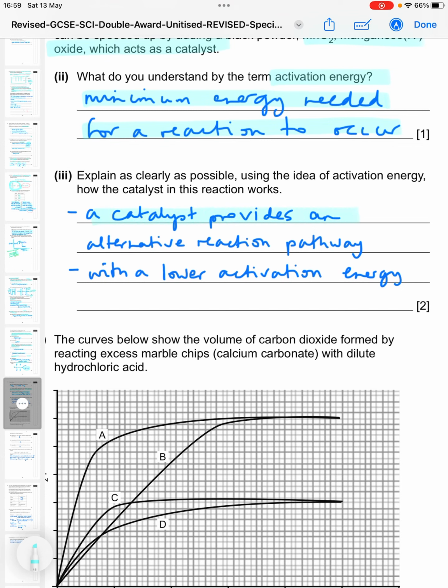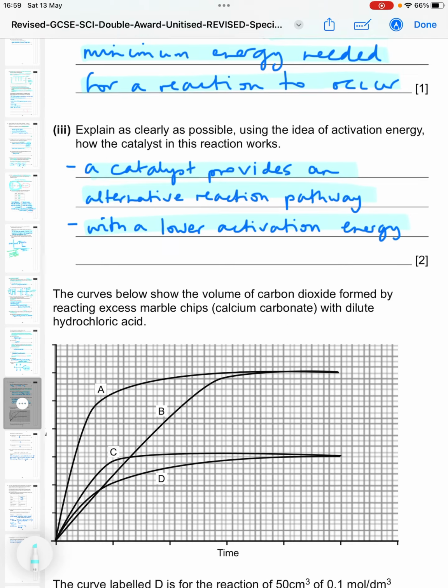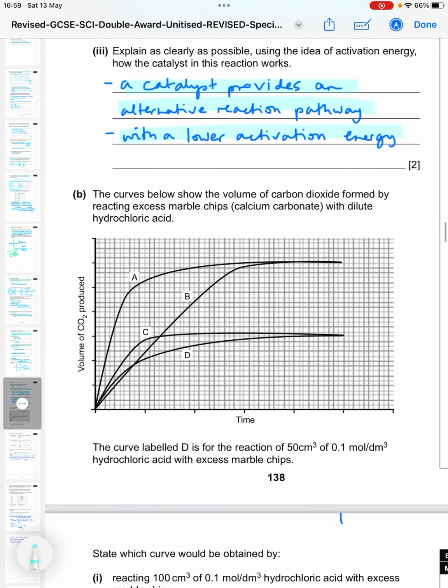So explain as clearly as possible using the idea of activation energy how a catalyst in this reaction works. So a catalyst provides an alternative reaction pathway with a lower activation energy. 2 points, 2 marks.